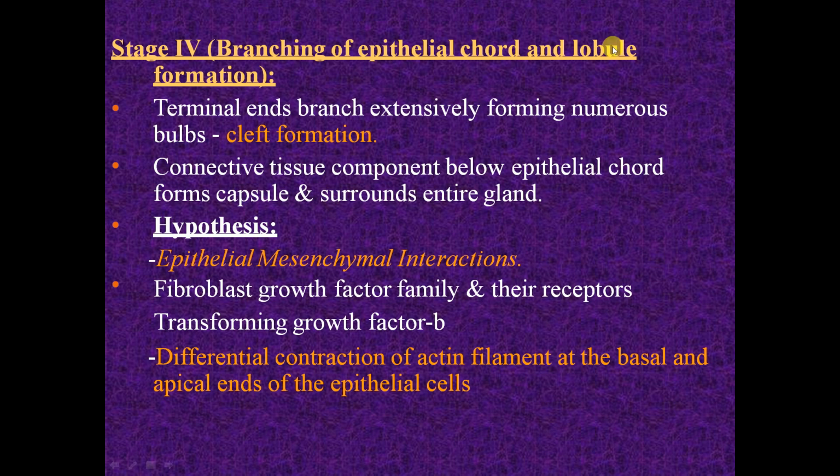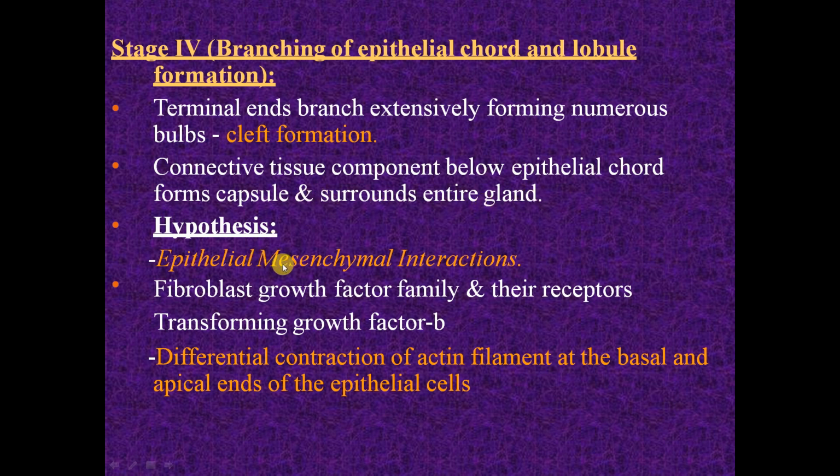Coming on to stage 4. In this, the branching of the epithelial cord occurs and lobule formation is seen. The terminal end branches extensively, forming numerous bulbs, that is the cleft formation, and the connective tissue component below the epithelial cord forms the capsule and surrounds the entire gland.